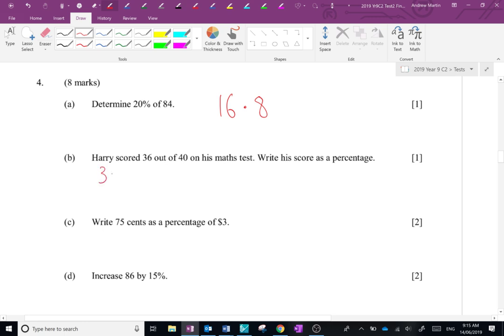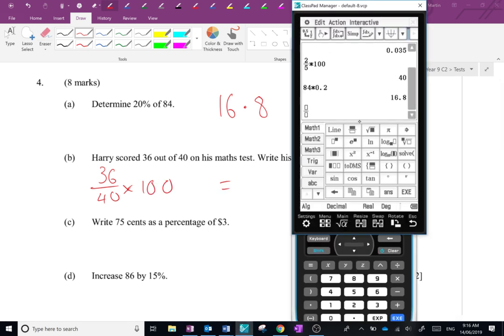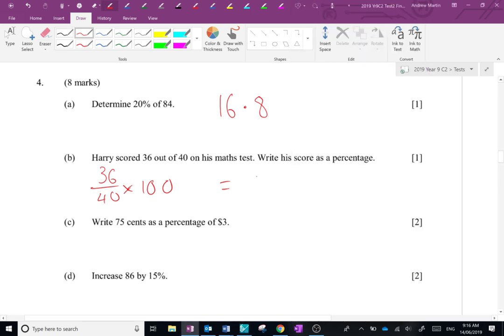So we will do 36 divided by 40, multiply it by 100. Okay. And we can just do it as a fraction like this, 36 divided by 40, multiply by 100. It's going to be a pretty high percentage, obviously, 90%. Well done. And make sure, if they say percentage, you must have the percentage sign there.